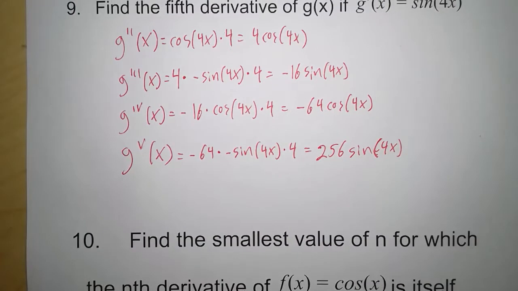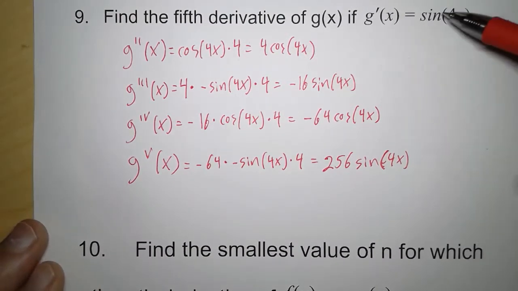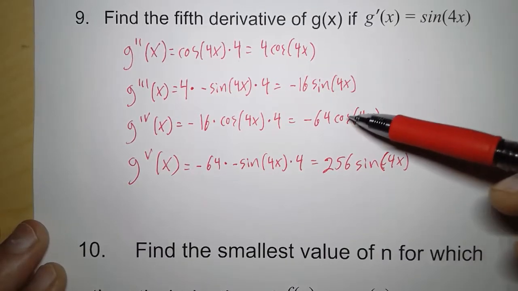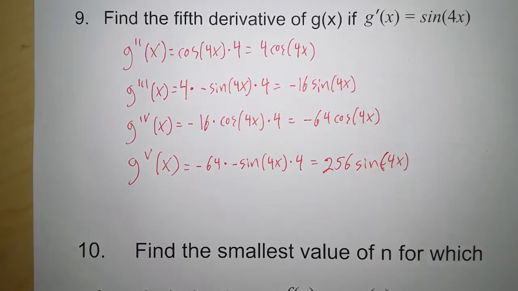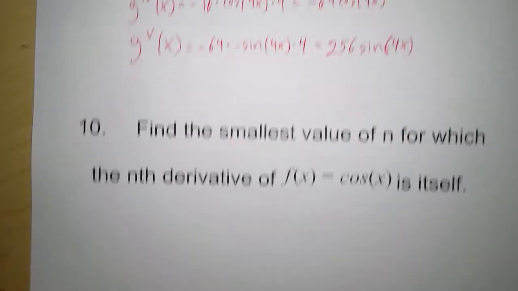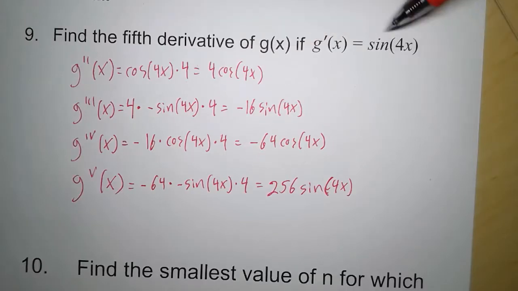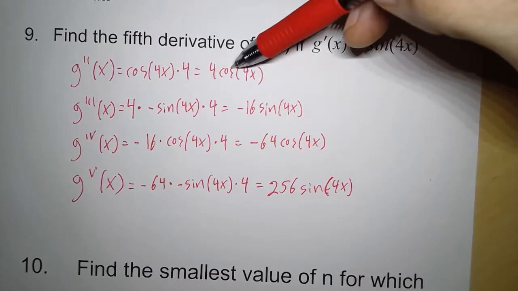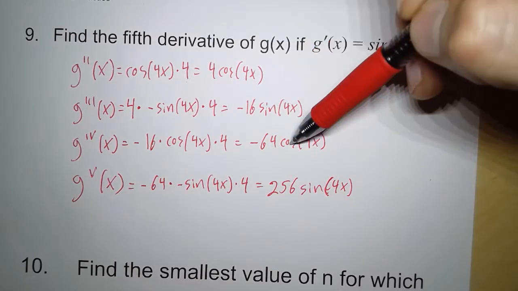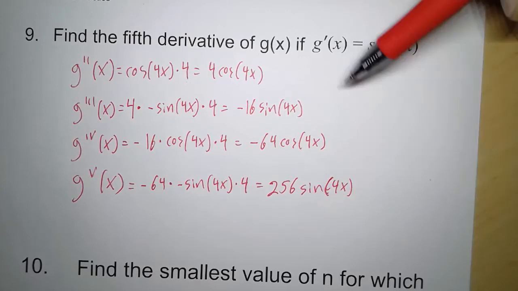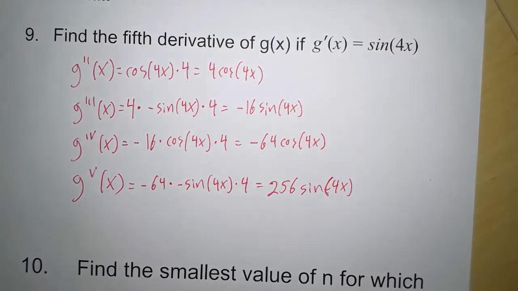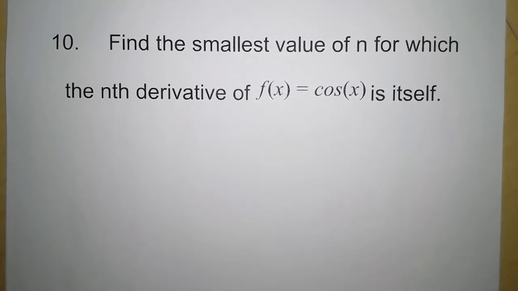Now notice that we took the derivative 4 times, and we went from sine to cosine to negative sine to negative cosine and back to positive sine. So our last question asks us, what's the smallest value of n for which the nth derivative is cosine itself? Now this idea is kind of similar to what we had up here in number 9. We started with sine, turned to cosine, then turned to negative sine, then to negative cosine, and then ended up back with positive sine. When we keep on taking derivatives of sine and cosine, they form a cycle.